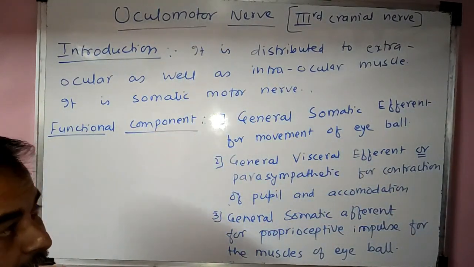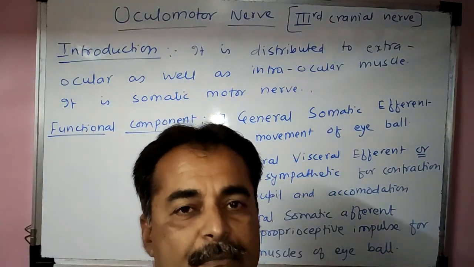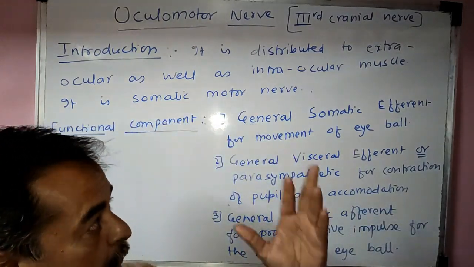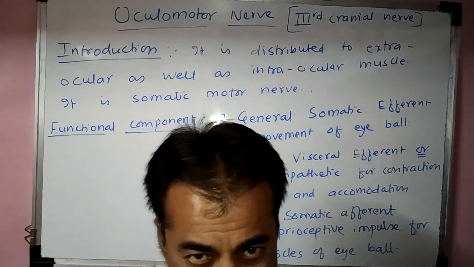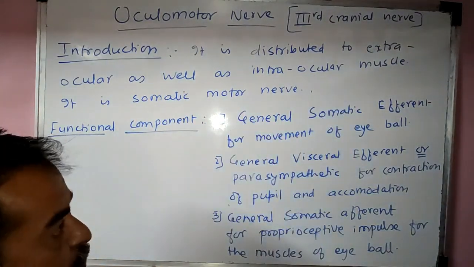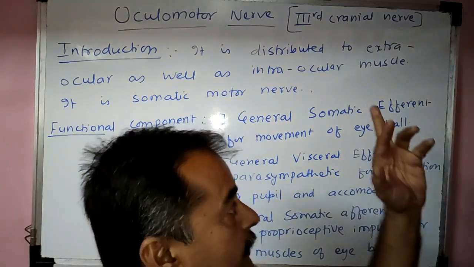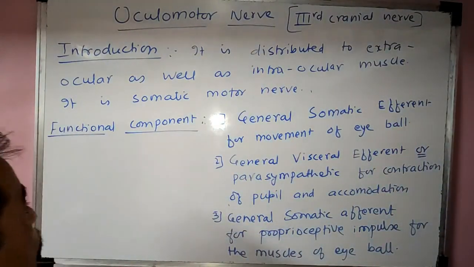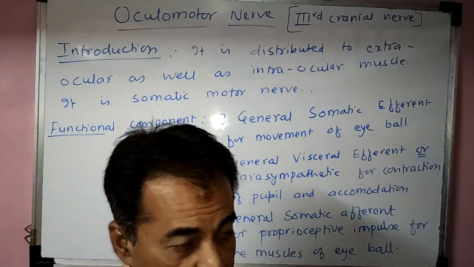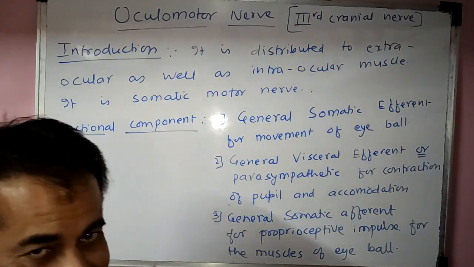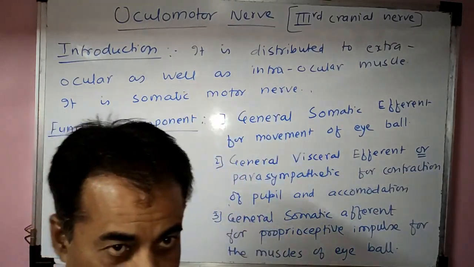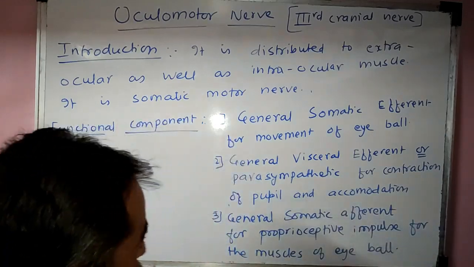This oculomotor nerve is distributed to the extraocular muscles and the intraocular muscles of the eyeball. The majority of the extraocular muscles and most or all of the intraocular muscles are supplied with the help of this third cranial nerve, the oculomotor nerve, and it is a somatic motor nerve. As we had seen, the optic nerve was purely sensory in nature, but here it is a somatic motor nerve. So, a very important thing: somatic motor nerve.